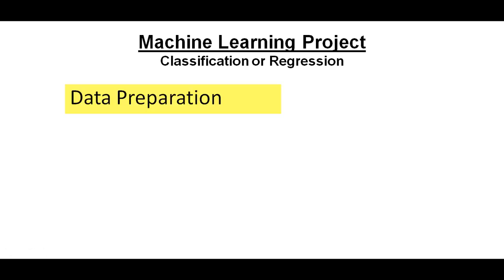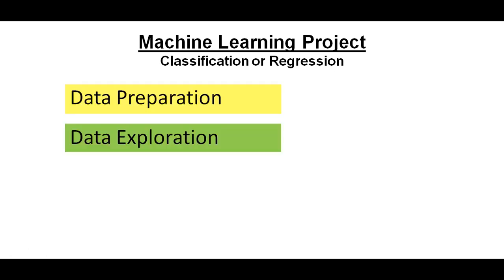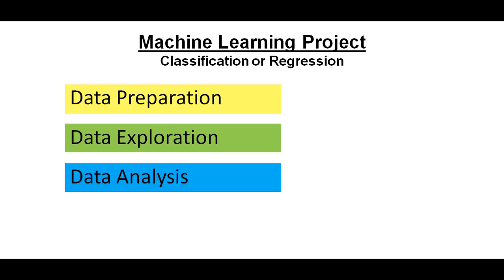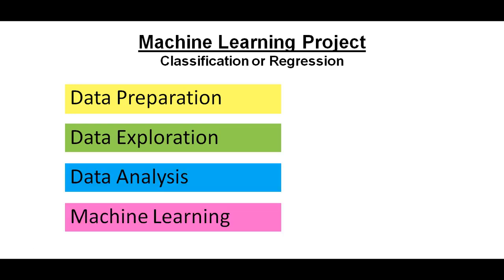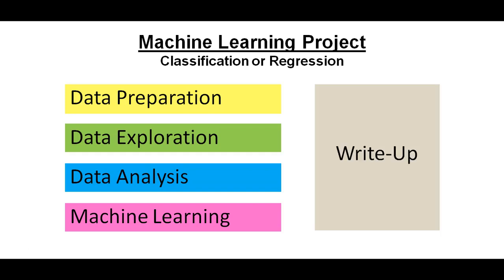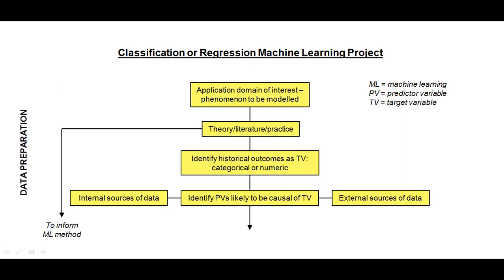Hello, I'm going to present a flowchart that is a model for doing basic classification or regression machine learning projects. Such projects usually come in 5 stages: data preparation, data exploration, analysis, and machine learning, and of course the write-up of the project to communicate the results. The first 3 stages are very similar to any quantitative methods project, with the subsequent modeling, the machine learning, being algorithmic rather than statistical.